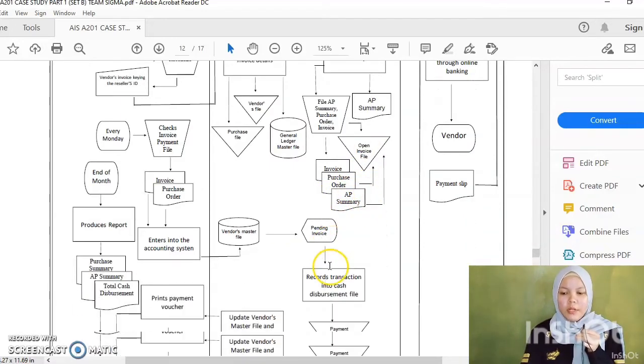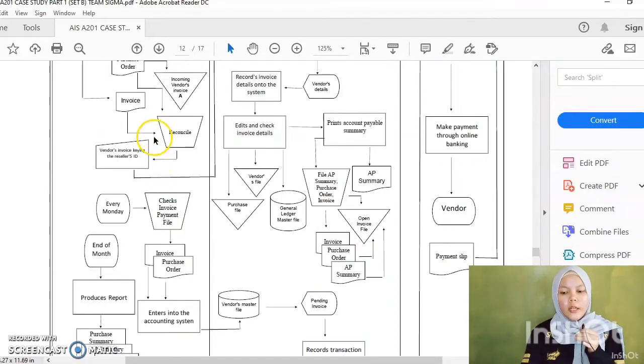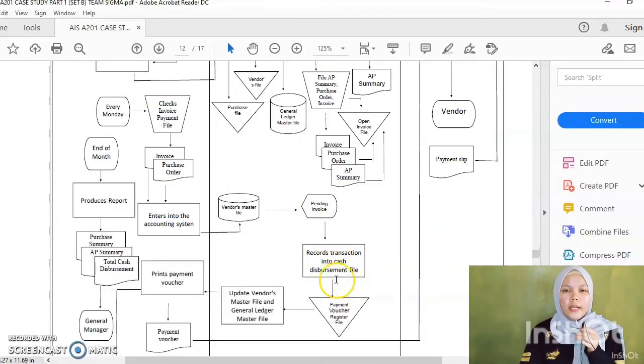And in the vendor's master file that the account officer entered into the account system just now, it will collect all the pending invoices and record the transaction into the cash disbursement file, and then they record the payment voucher register file accordingly and upload it into the updated vendor's master file and general ledger master file for the print payment voucher done by the account officer.